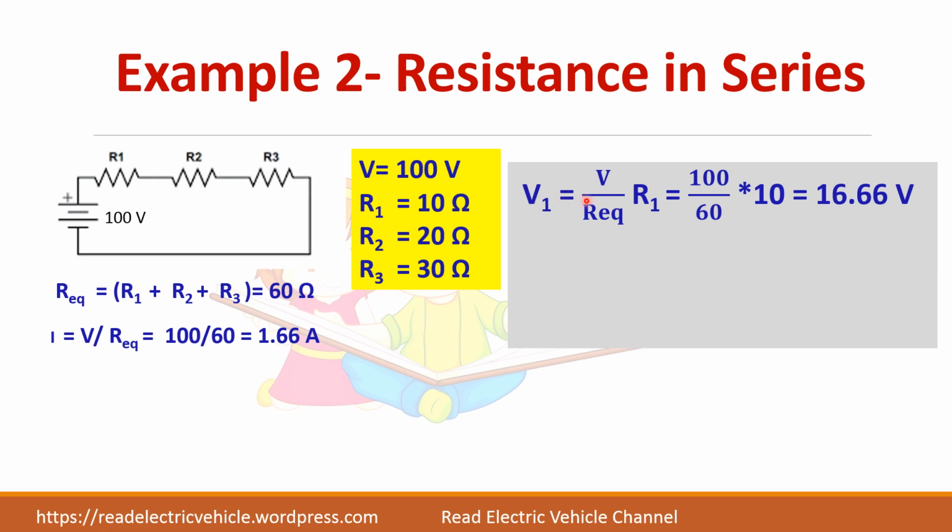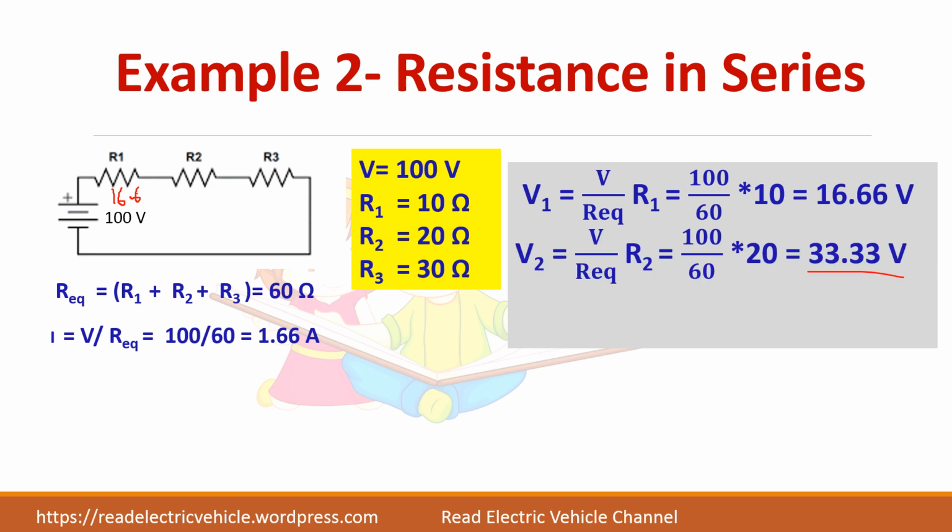And apply the voltage division rule to find the voltage across R1, R2 and R3. So V1 is equal to the total voltage divided by the equivalent resistance into that particular resistance R1. So 100 divided by 60 into 10. So now we are getting 16.6 volts across R1. Now find V2. So V2 comes around 33.3 volts.